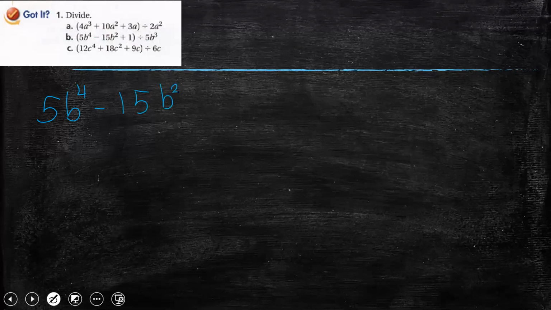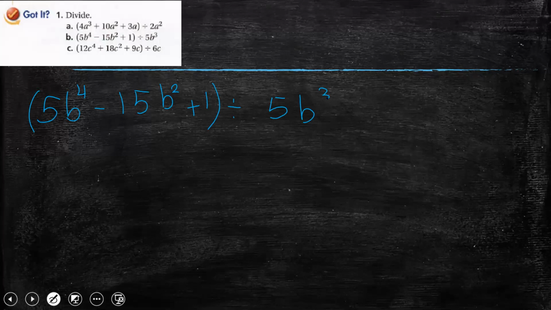So here, dividing a polynomial by a monomial. Let's solve b now. If you have 5b to the power 4 minus 15b squared plus 1, this polynomial here is divided by 5b cubed.